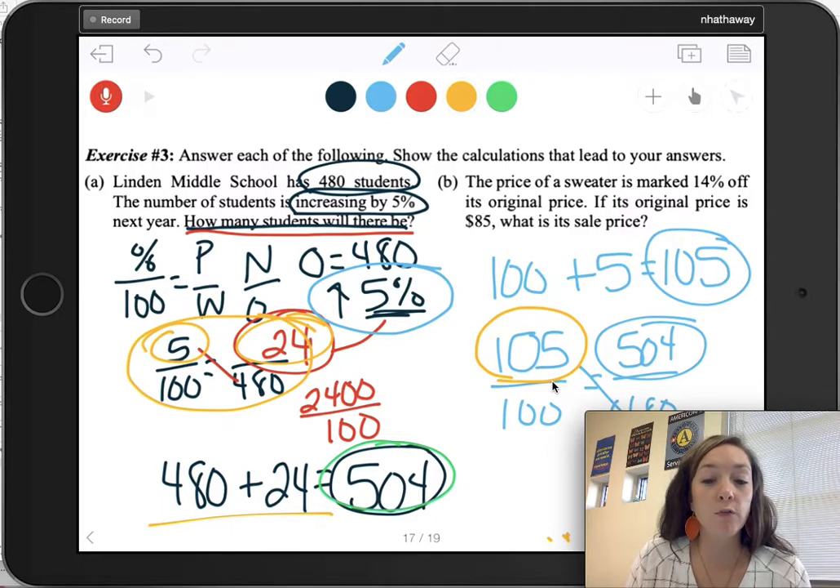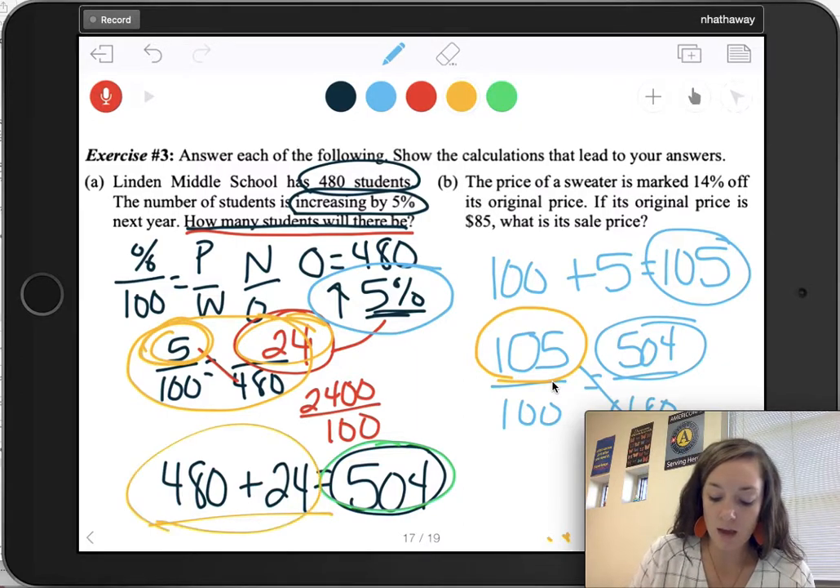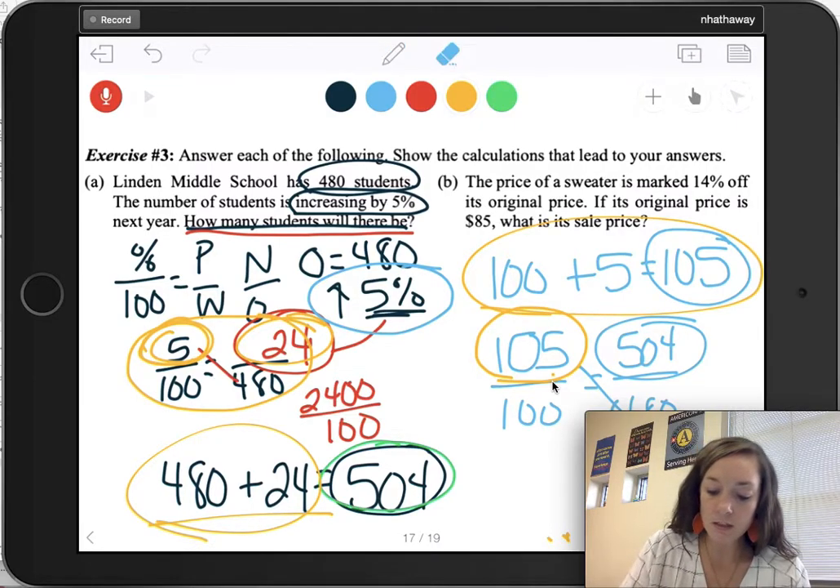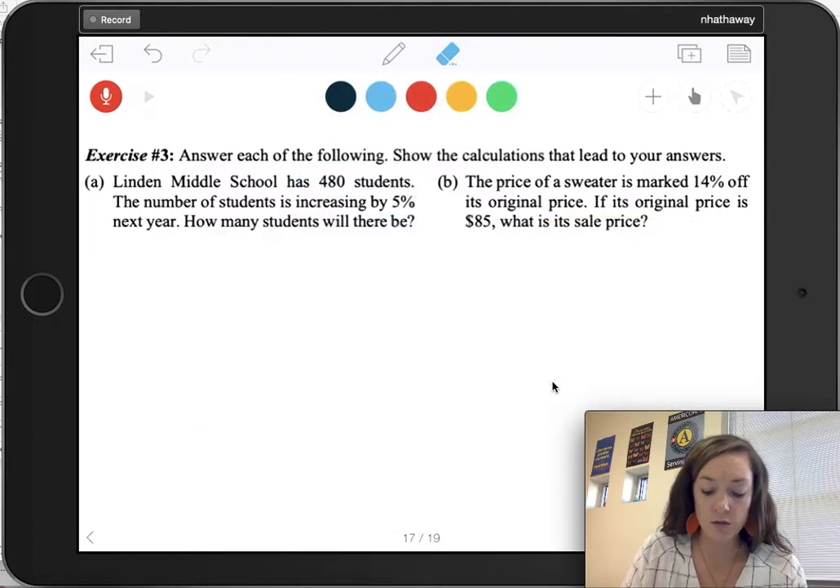But I want to offer you two different options. So you can find the smaller amount and then add, or you can add the percent and then find your amount there. Okay? So let's do another practice here. And feel free to pause this as you need to look at this or to write down these examples.